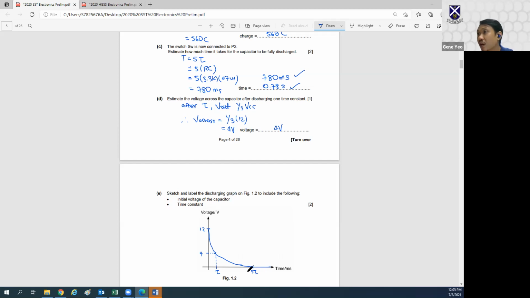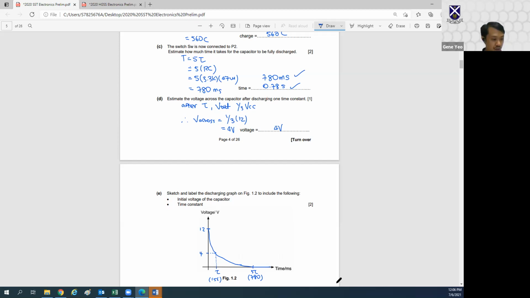5 tau is 780 milliseconds. So tau is 780 divided by 5, which is 156. So this will be 156 milliseconds.